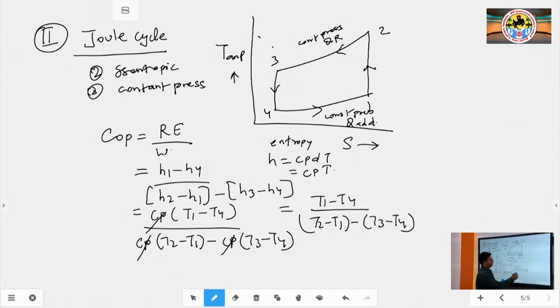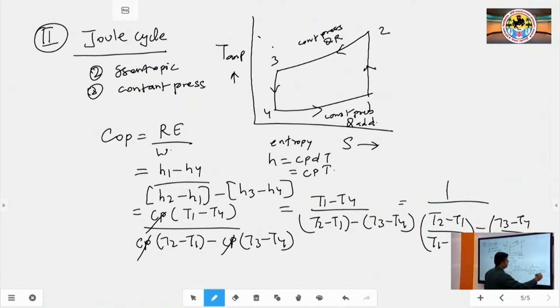Then we divide the numerator and denominator by (T1 minus T4), and that becomes 1 divided by (T2 minus T1) divided by (T1 minus T4), minus (T3 minus T4) divided by (T1 minus T4).